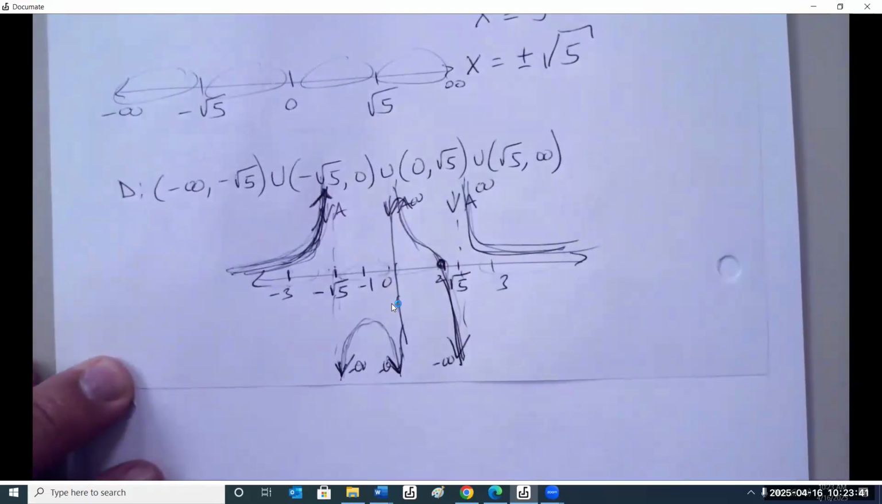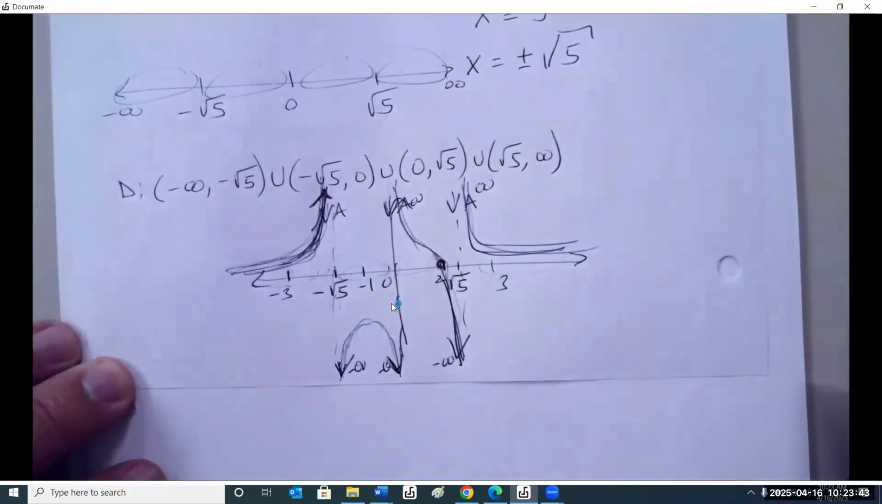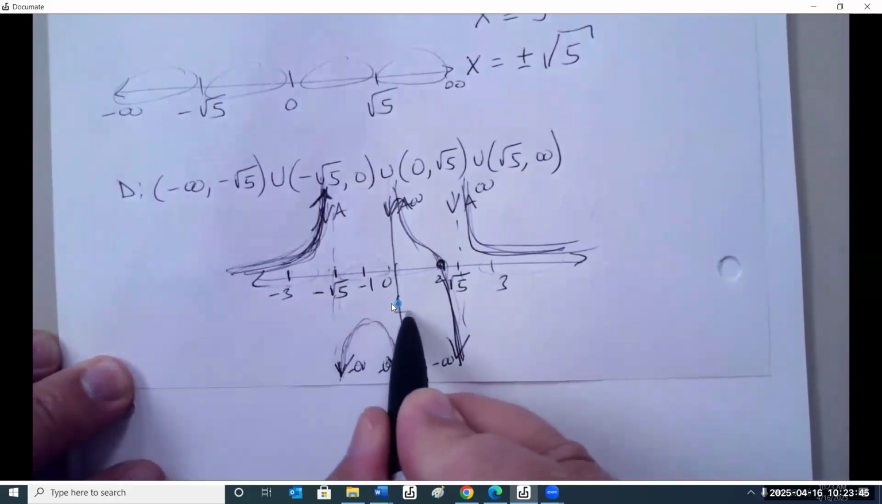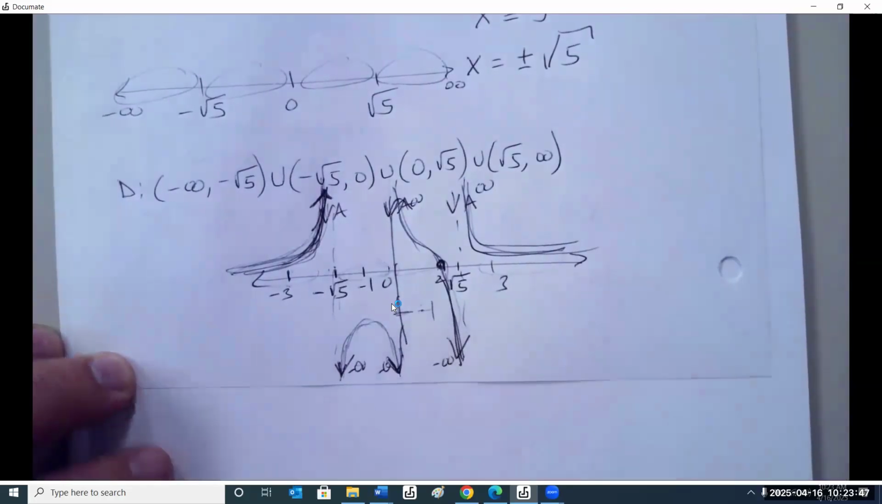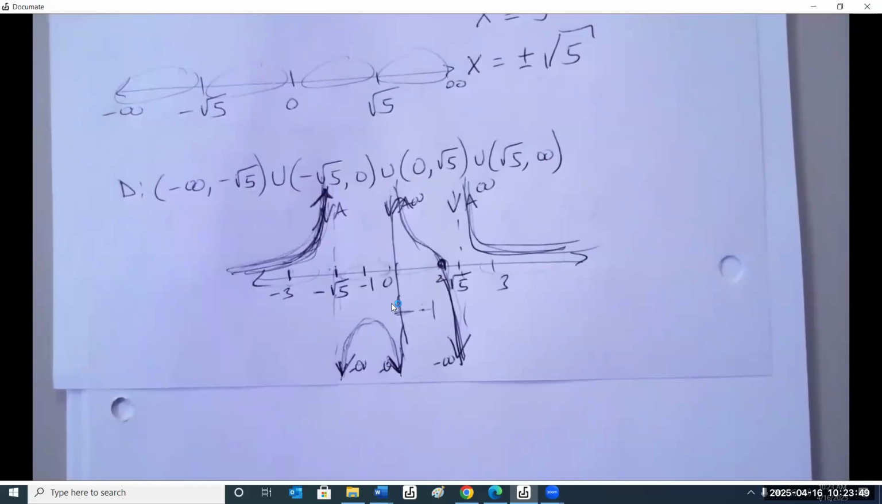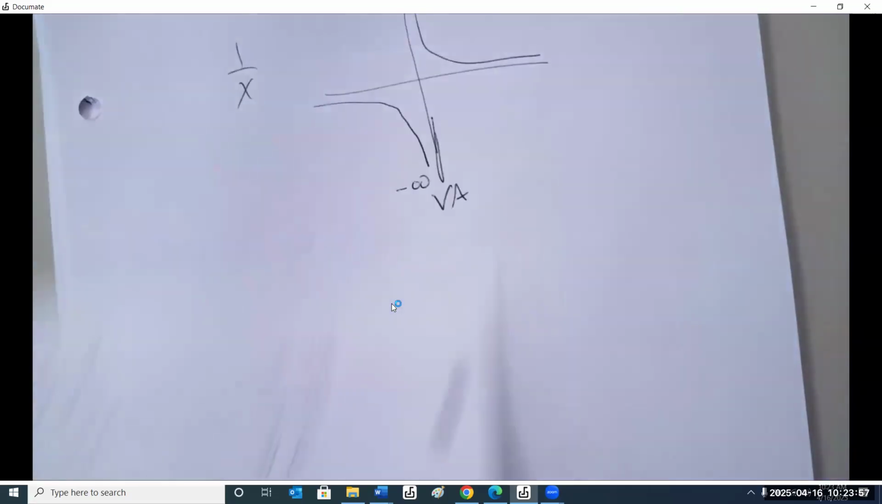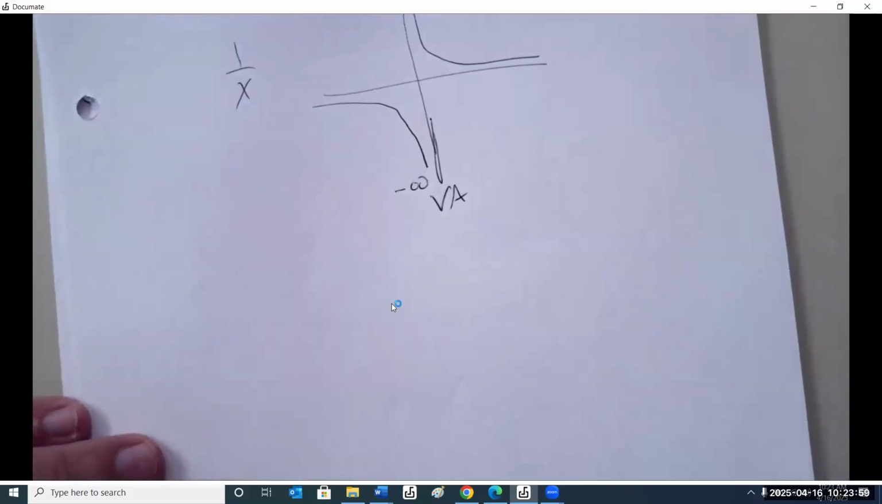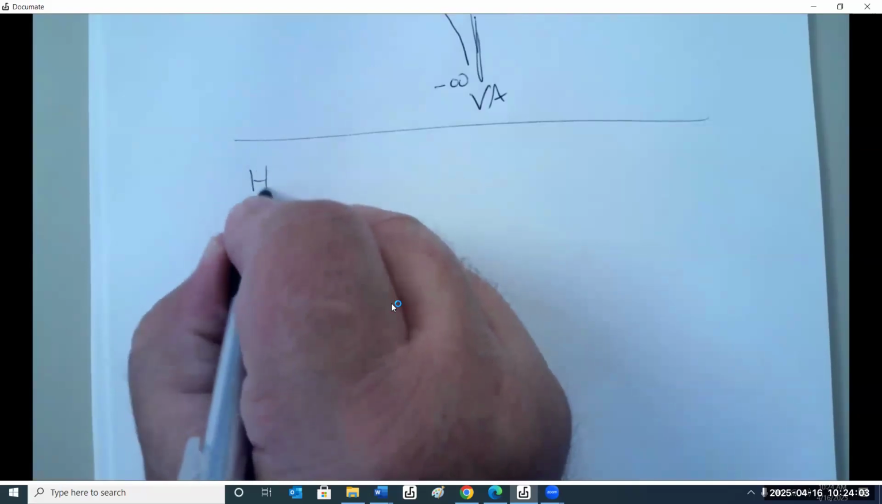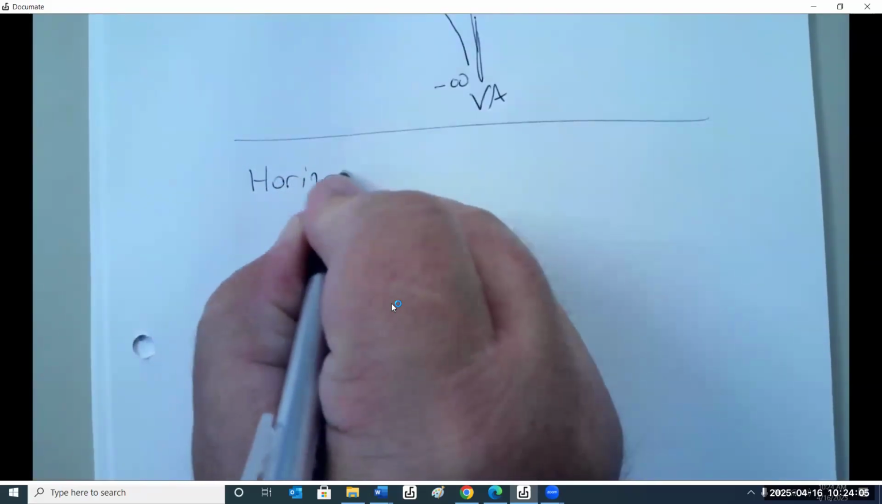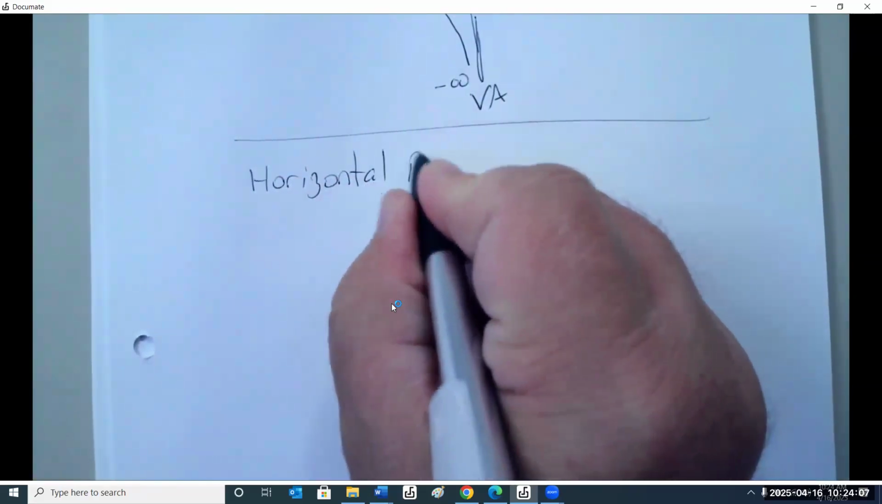But now the question is, why does this one stop at -1? Well, that's the root. Oops. The next thing we're going to talk about are called horizontal asymptotes.